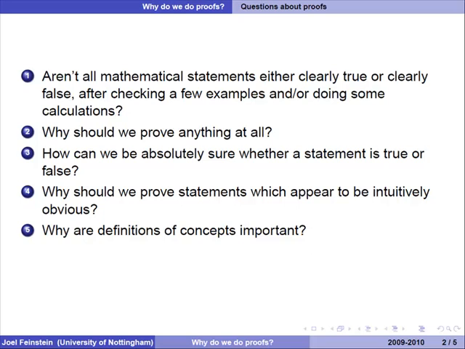Why are definitions important? Why do we need to know what our definitions are? We're going to see that if you don't know what your definitions are exactly, you haven't got much chance of figuring out what the right answer is. In fact, the answers usually depend on the definitions you're working with, and knowing roughly what something means is not going to be enough.